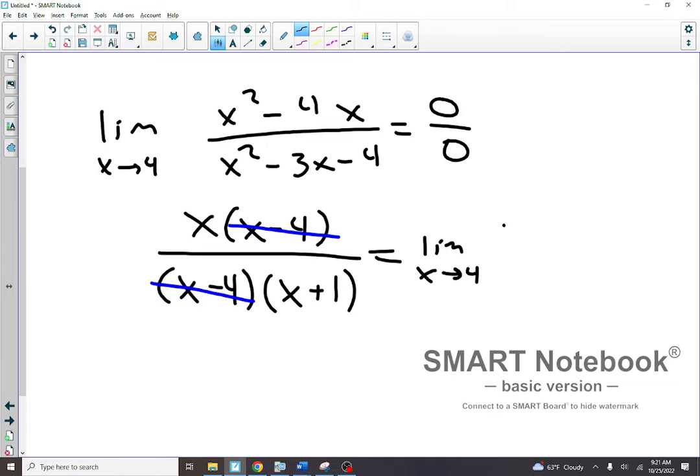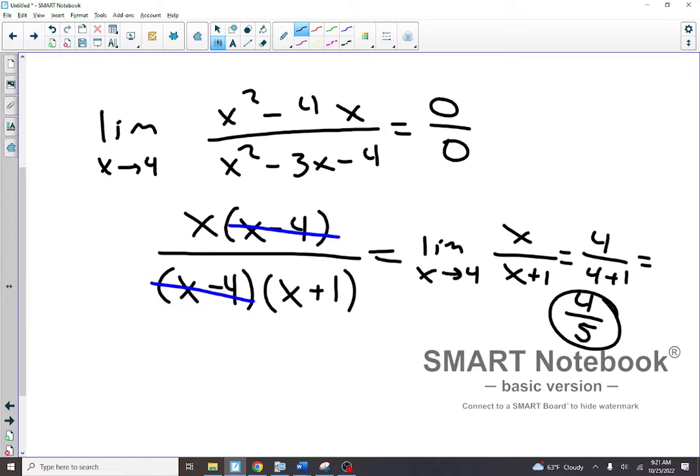Limit as x approaches 4 of x plus 1. Plug in a 4, and your answer will be at the end, 4/5. Okay? Useful. Now, pay attention on the next sheet.